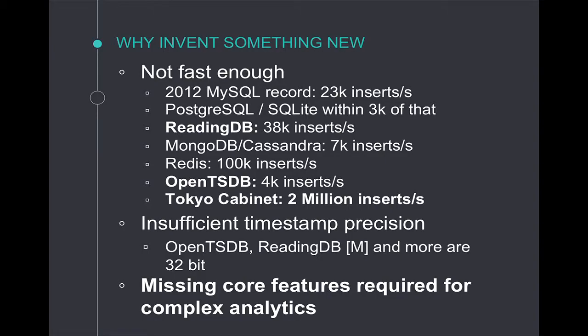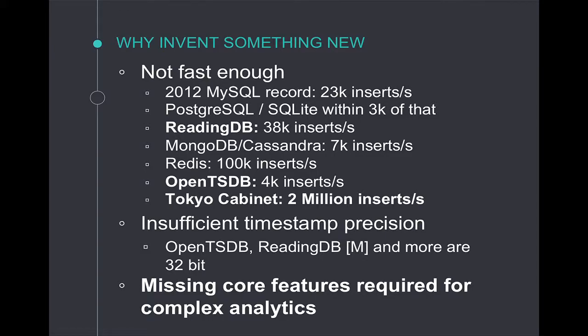Firstly, let me back up to the need to invent something new. Existing time series databases, the most popular things like OpenTSDB, are sitting at around 4,000 inserts per second on their published benchmarks. Another database, ReadingDB, invented at Berkeley, is sitting at around 38,000 inserts per second. This is normally okay for things like building temperature data, but it wasn't enough for our needs. Even key value databases, which don't offer time series features, are only sitting at around 2 million inserts per second, like Tokyo Cabinet, one of the faster ones.